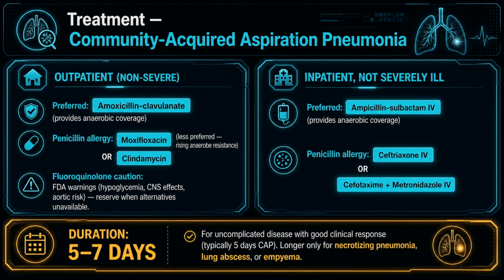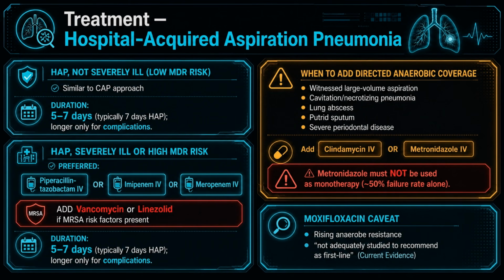For outpatients with non-severe disease, the preferred regimen is oral amoxicillin clavulanate. This is preferred in current guidelines because it provides built-in anaerobic coverage. For patients with a penicillin allergy, moxifloxacin or clindamycin are options, though moxifloxacin is less preferred due to rising anaerobe resistance. Also, remember the FDA warnings regarding fluoroquinolones. They carry risks for hypoglycemia, central nervous system effects, and aortic aneurysm or dissection. Reserve them.